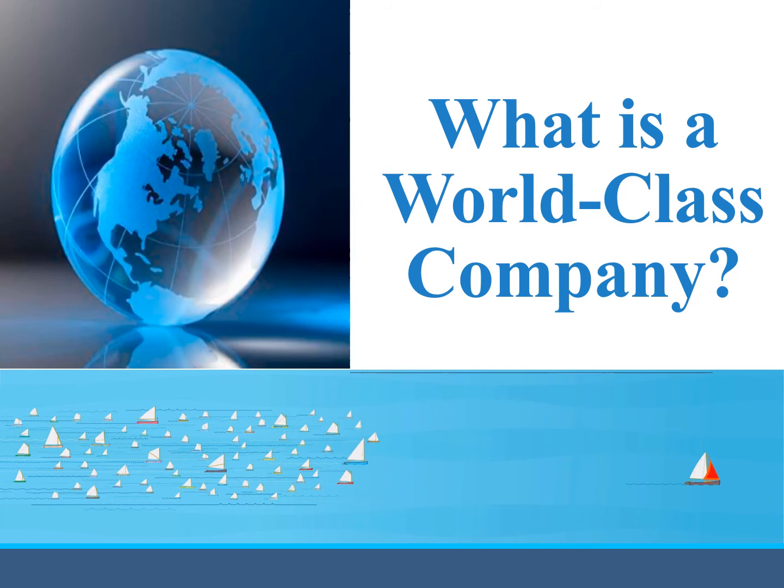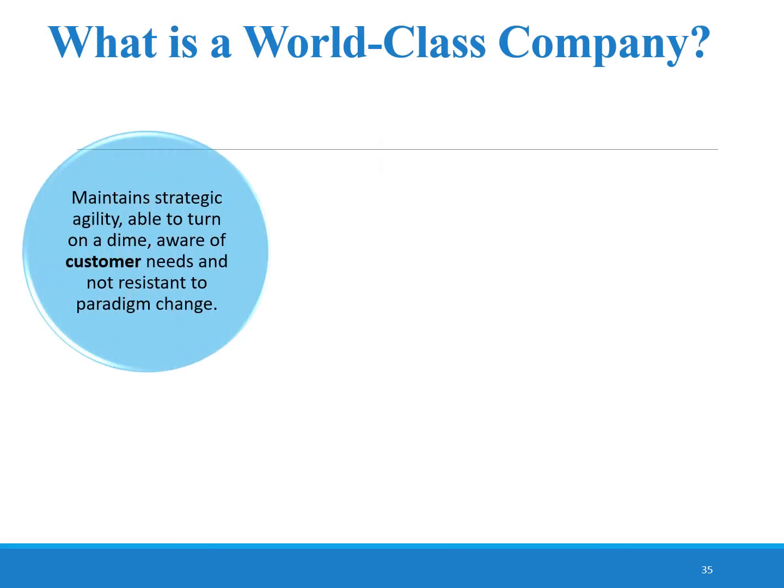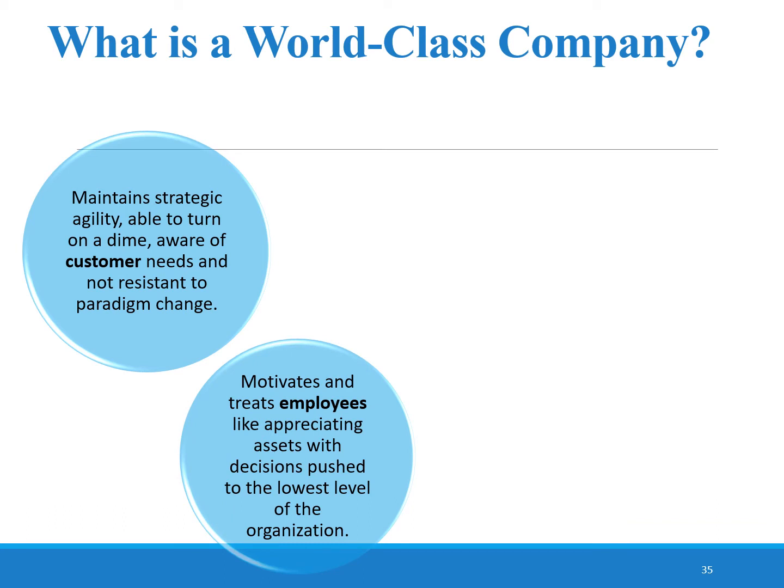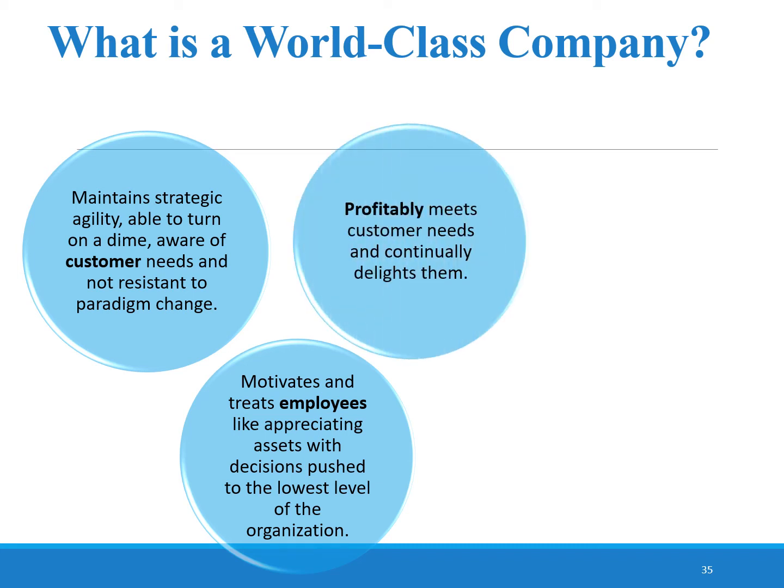This will drive us to understand what the advanced technology environment is. It's not only based on the technology, it's also based on the techniques and strategies to serve the world-class company. Okay, so the first principle of the world-class company is that it maintains strategic agility, able to turn on a dime, aware of the customer needs, and not resistant to breaking the paradigm, to change, meaning that it's customer centric. Next, it motivates and treats employees like appreciating assets, with decisions pushed to the lowest level of the organization. Profitability meets the customer needs and continually delights them.